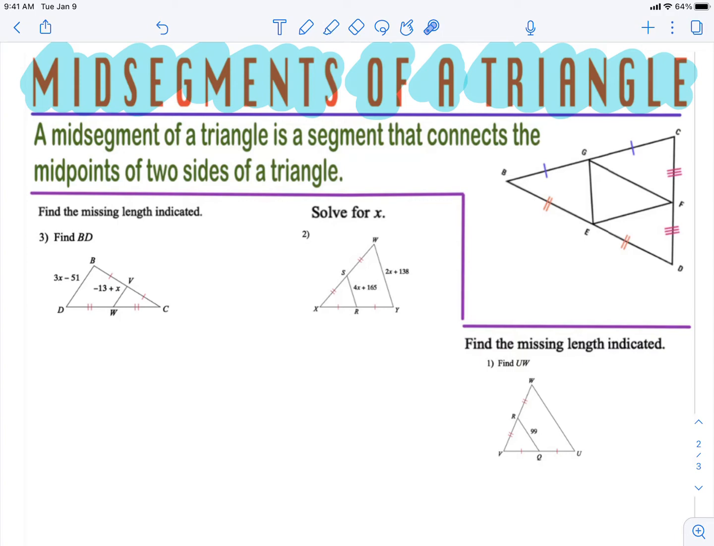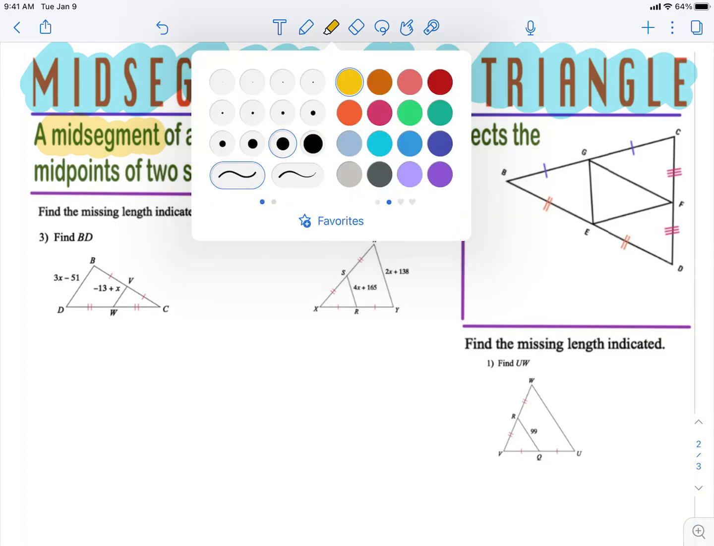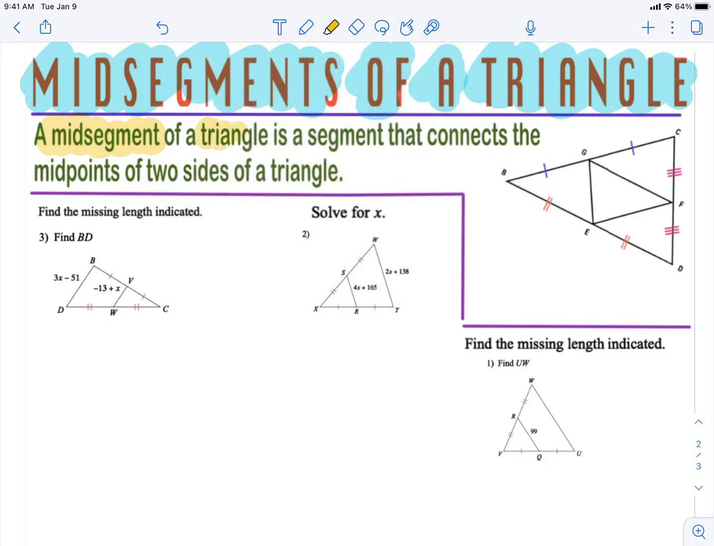Let's read. A midsegment of a triangle is a segment that connects the midpoints of two sides of a triangle. Let's identify the key words here, the key language that we need to know. A midsegment, we need to know what midsegment means for sure. Of a triangle, we know it's a triangle, is a segment that connects the midpoints of two sides of a triangle. Much clearer, right? Okay, I didn't think so.